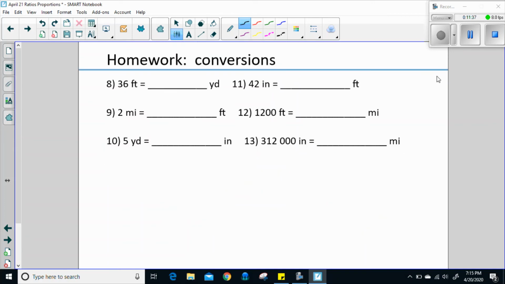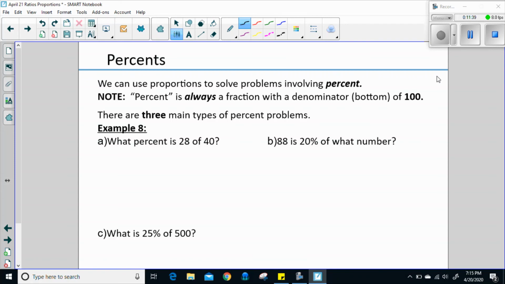There's some homework conversions for you to try. Right, percents. We can use proportion to solve problems involving percent. So percent is just another ratio. It's always a fraction with a denominator of 100. Percent shows up in questions all the time, so let's just recap it and make sure we're awesome at percents.